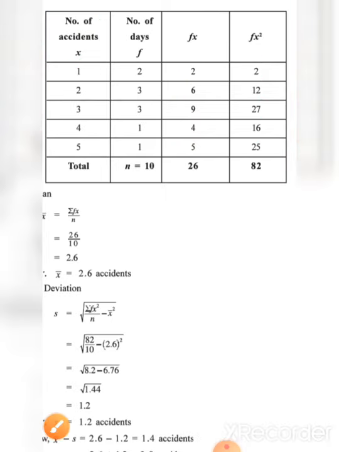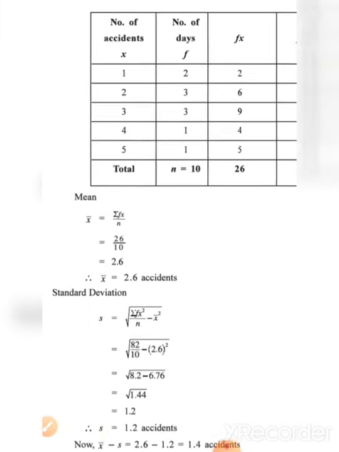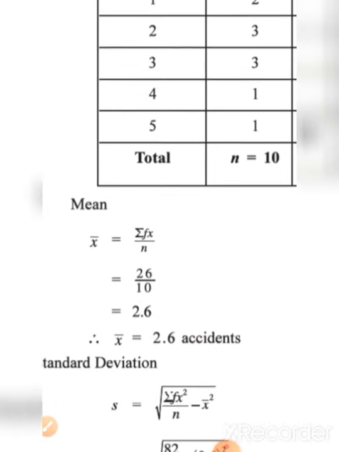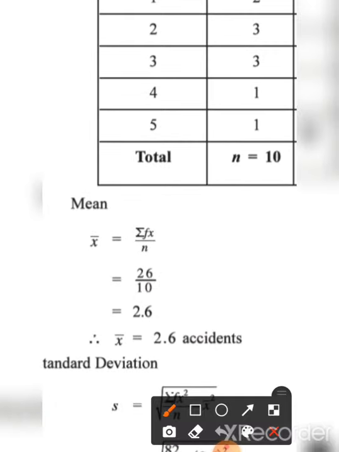Now, as they have asked us to find the mean and standard deviation, we'll try to find them. First of all, we'll look at the mean. In mean, we know it is sigma fi xi upon n. Sigma fi xi is the total of it. We are going to take from the table, that is 26, divided by 10. You would find your mean to be 2.6. And as your xi is the number of accidents, your unit here would be accidents. So your mean is 2.6 accidents.